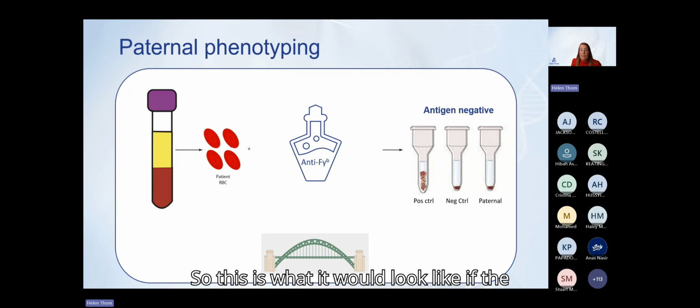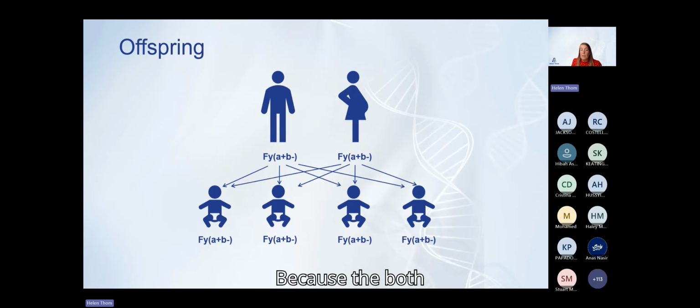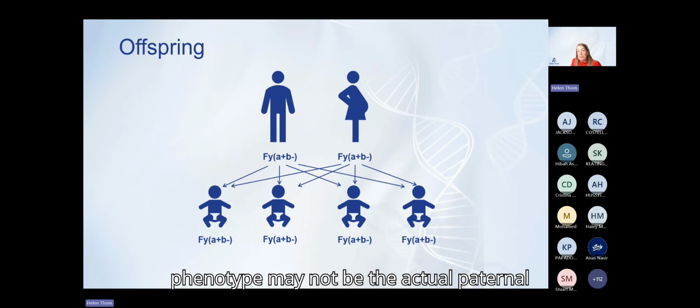This is what it would look like if the paternal sample was Duffy B negative. This would be the offspring because both parents are Duffy B negative. All of the children would therefore be Duffy B negative. So in this pregnancy, if the paternal phenotype was showing that it's Duffy B negative, even though the titer is really high, the baby is going to be Duffy B negative. Obviously, you always have to consider that the paternal phenotype may not be the actual paternal person, but that's something for a whole other conversation.